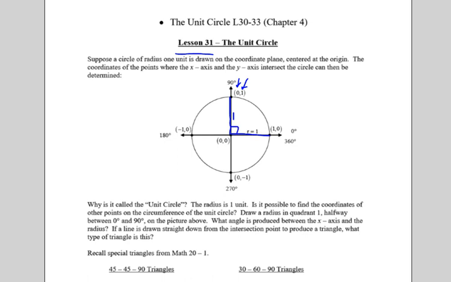And if I went over to this side, then that point would be at (-1, 0). And if I went straight down, that point would be at (0, -1), and that'd be at 270 degrees. So those are the easy numbers on the unit circle.